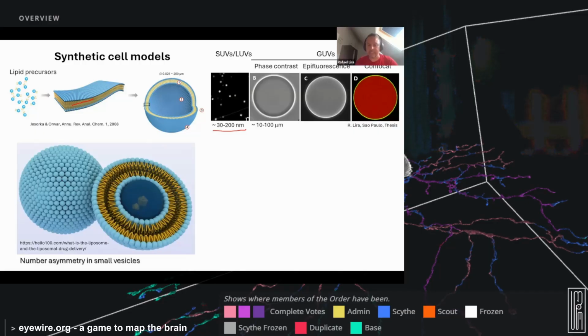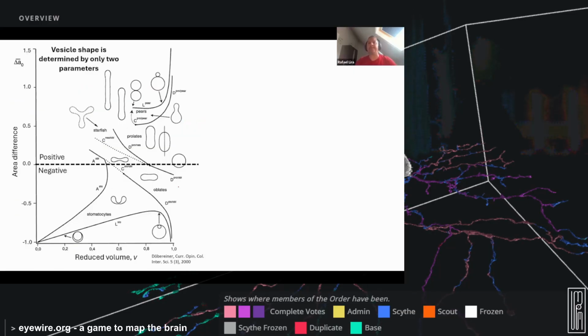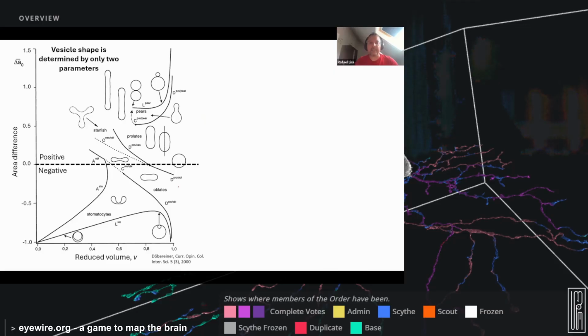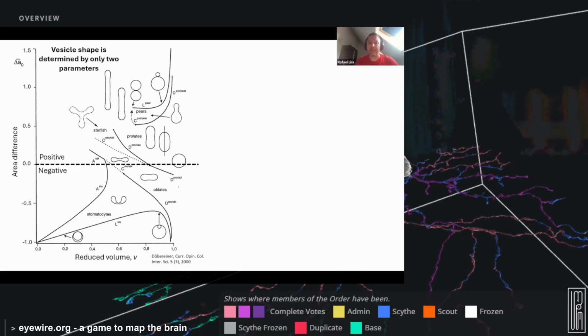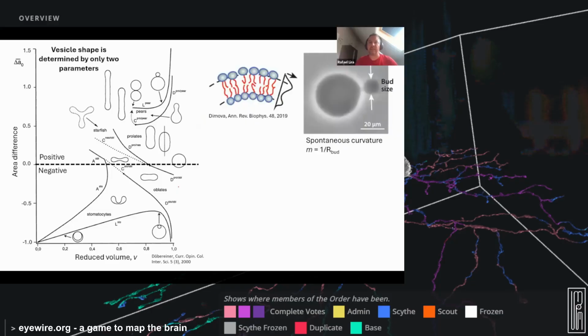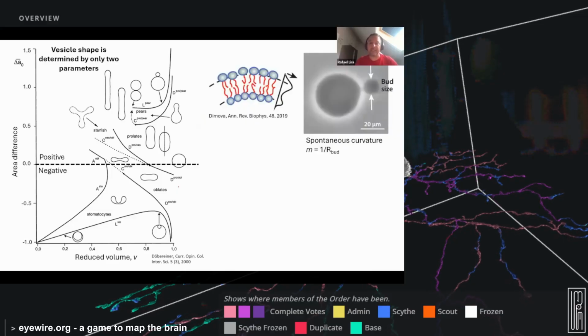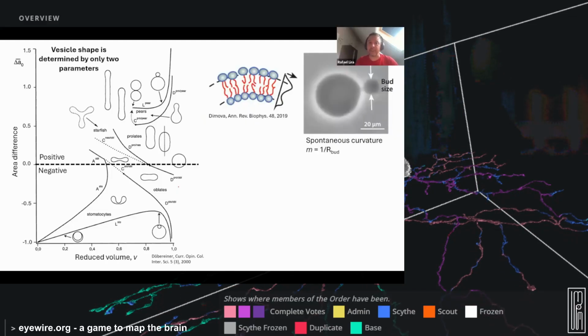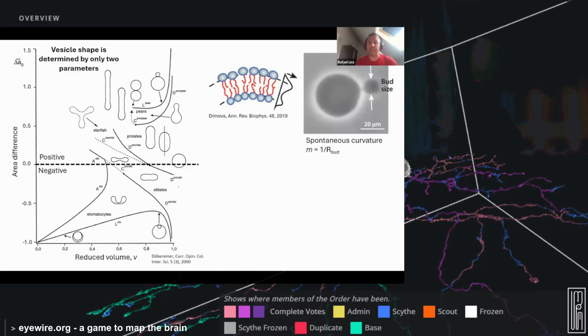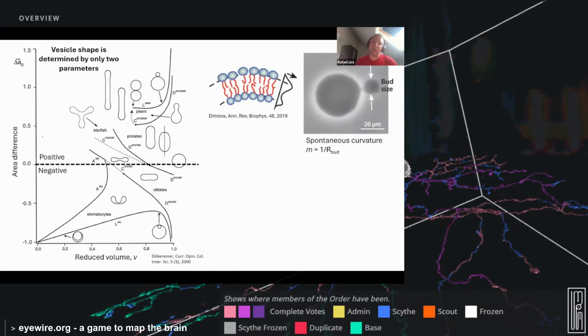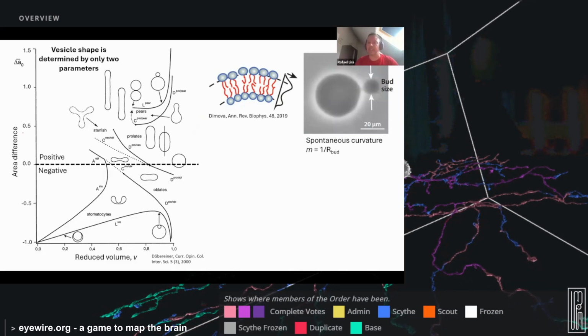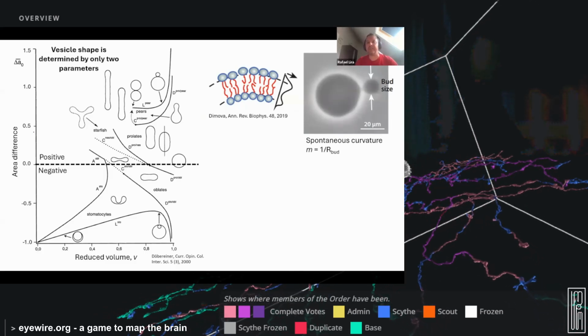And why is this important? This is coming up very soon. So like cells, lipid vesicles can also attain specific shapes, and these shapes will depend on environmental factors. The first one is the cell shape is determined by only two parameters. The first of which is the so-called spontaneous curvature, or in this case the area difference, which is a reflection of the spontaneous curvature.